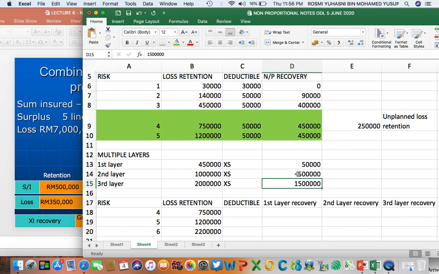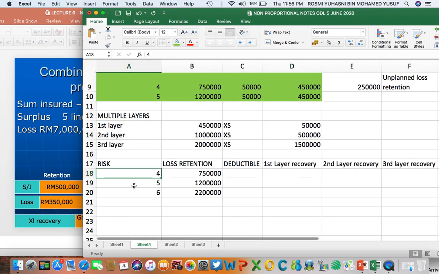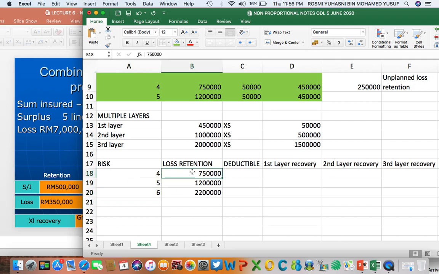If you look at the deductible for layer 2, it is actually the sum of the cover under layer 1 and the deductible under layer 1. The deductible under layer 3 is actually the sum of the cover under layer 2 and the deductible under layer 2. Okay, let's say we have risks 4, 5, 6, with each having its own incurred loss.